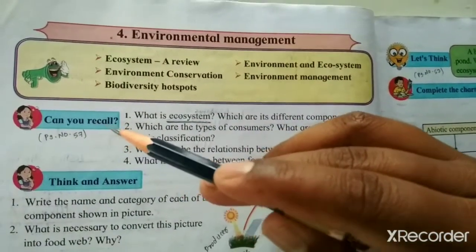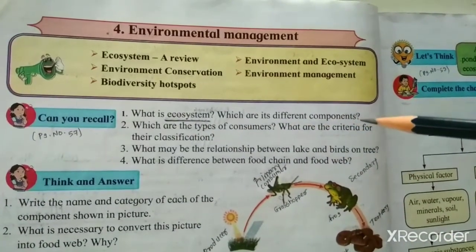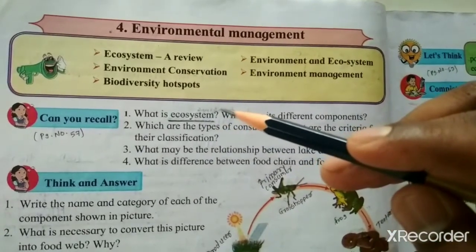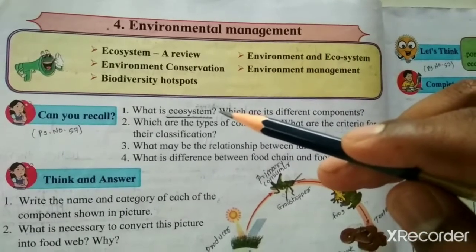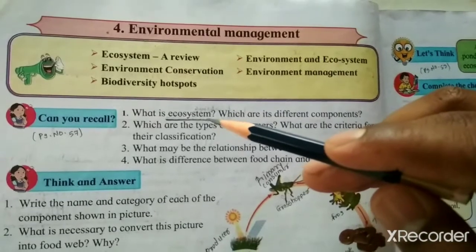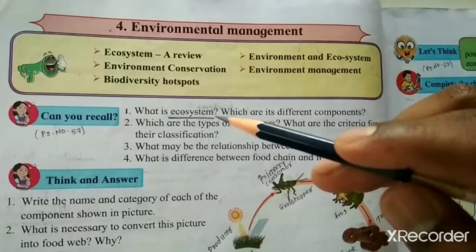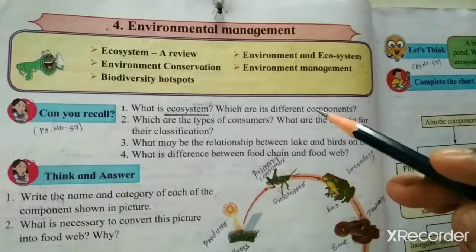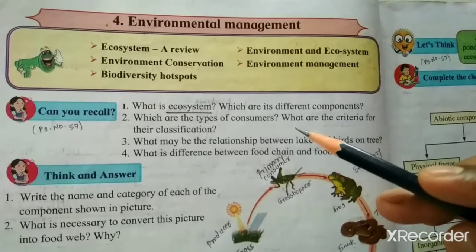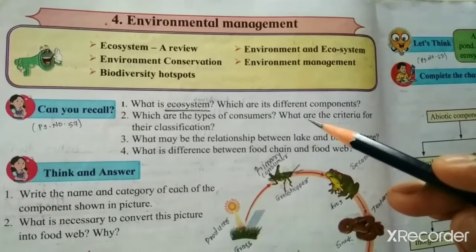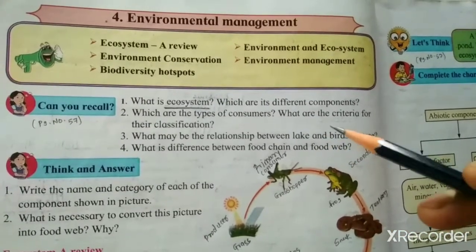So the first topic is, can you recall? First question, what is an ecosystem? Which are its different components? An ecosystem is a large community of living organisms, that is the plants, animals and microbes living in a particular area. There are mainly two components, the biotic factors and the abiotic factors. In the biotic factors, plants, animals and microbes, and in abiotic factors, water, air, soil, etc.